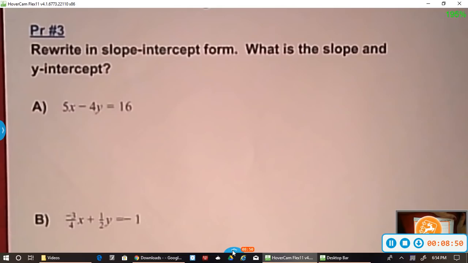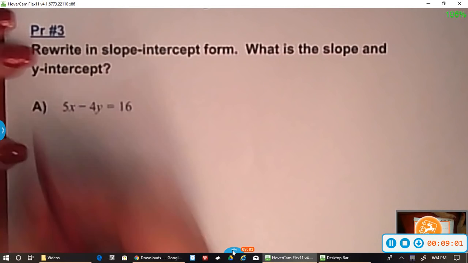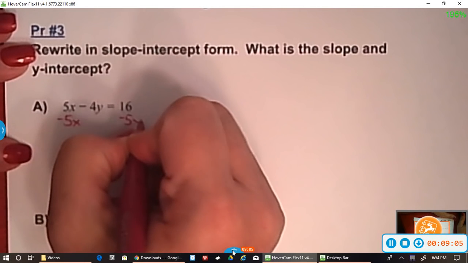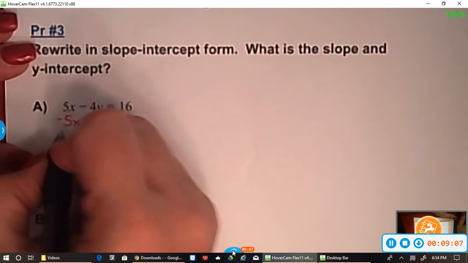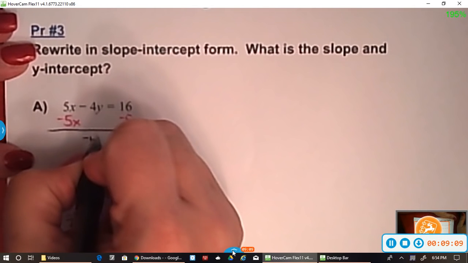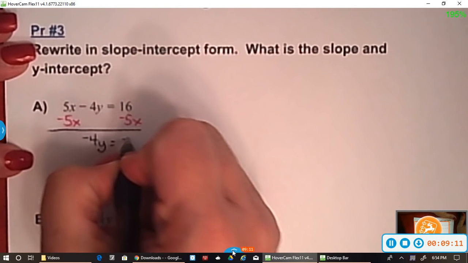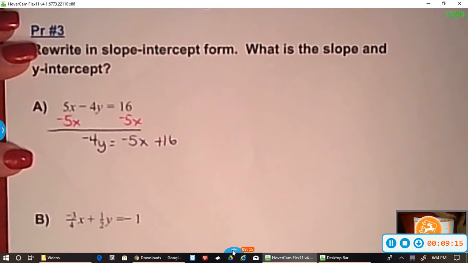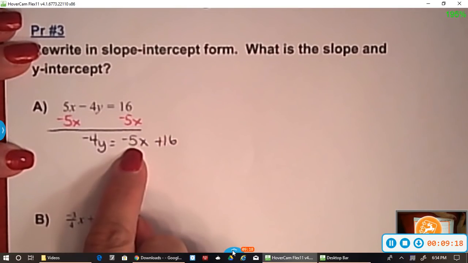This is why we did those horrible equations in chapter 1 where you had to solve for a certain variable, because that's exactly what we're doing here. If I want to get y by itself, I have to start by moving the 5x to the other side. So subtract it from both, and I end up with -4y equals -5x plus 16. Notice I put my term with the x right after the equal sign.